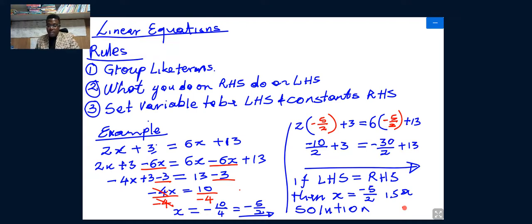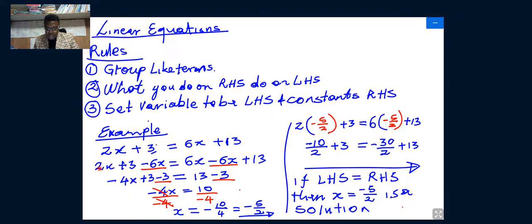Now, I have 6x is added to 13. It is positive. Because it's positive, if I want to remove it, I must subtract with itself. I'm subtracting 6x with itself. Here, I have done it on the right-hand side. Rule number 2 says, what I do on the left, I must do on the right. So I've done it on the left-hand side too.